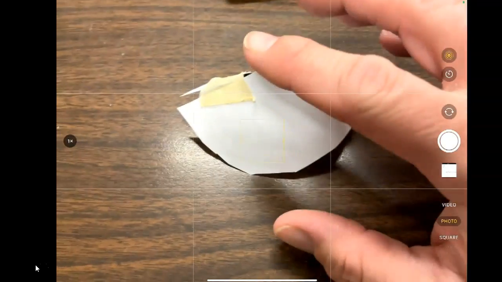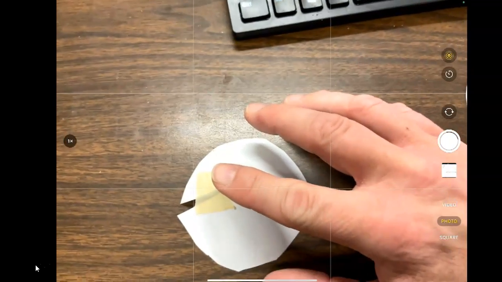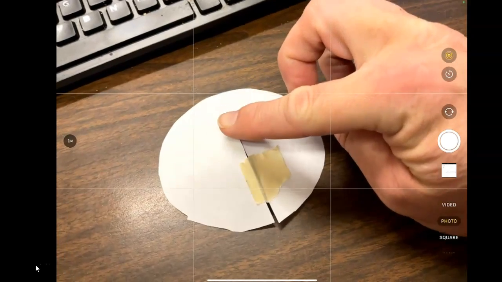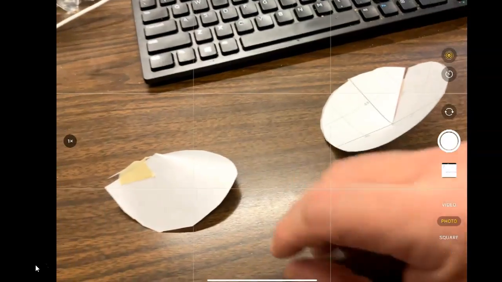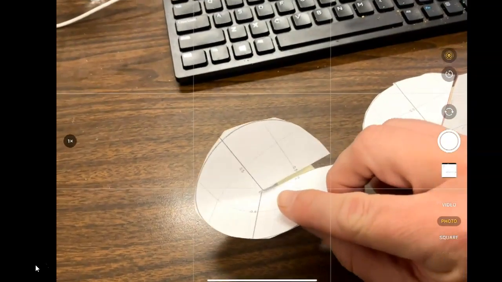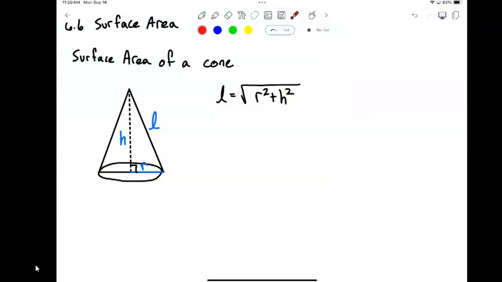Here, if I look at my camera, I have two cones. You can see it a little better if I push down on it a little bit. And my other cone, if I push down, you can see it's more cone-shaped. These two things were generated by just taking a circle and slicing out a section. And that's actually what we're going to get when we unfold our cone.